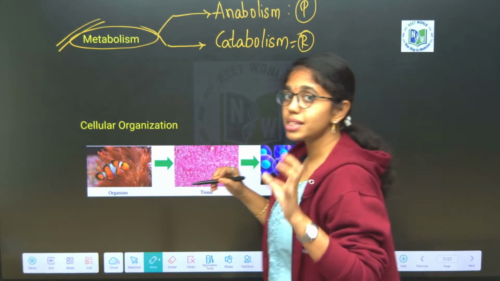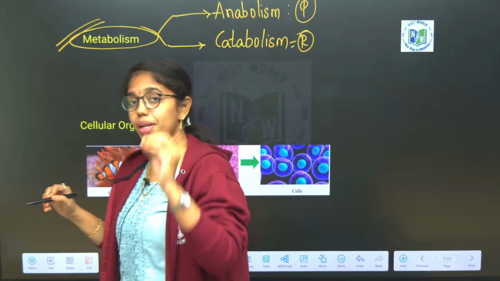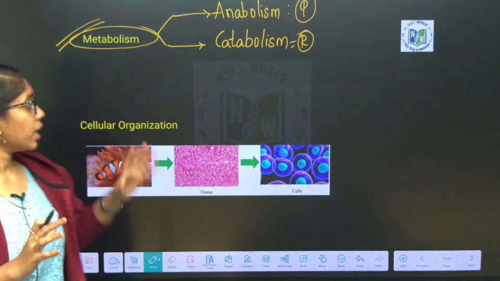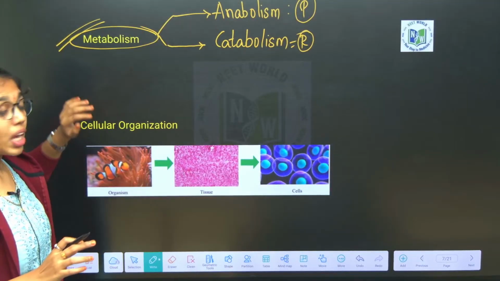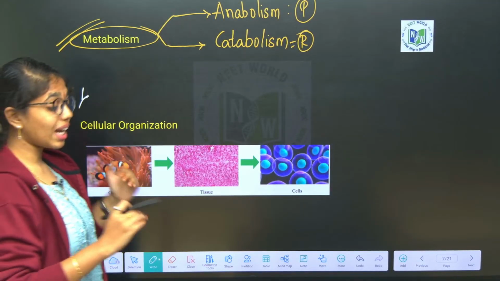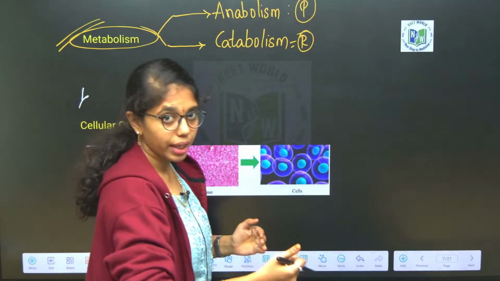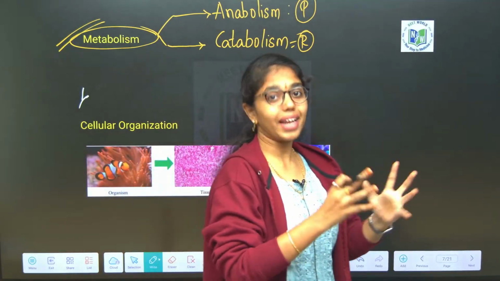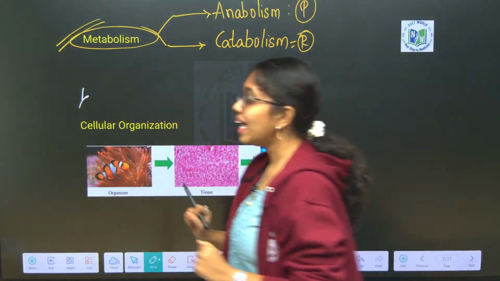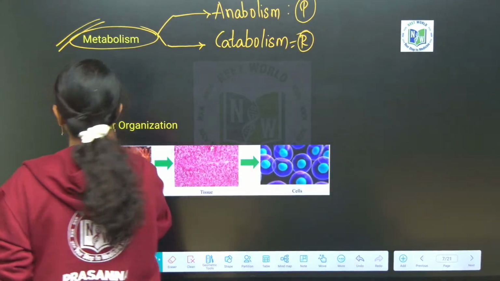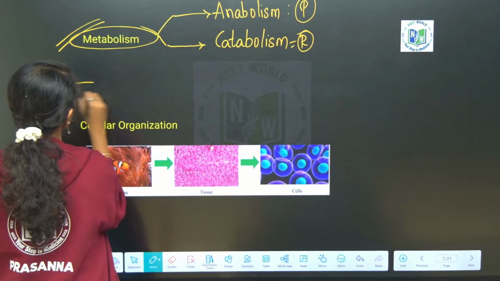So, the sum of all these chemical reactions happening inside a living body is called what? Metabolism. The chemical reactions which happen outside the living body, in labs or in vitro, are called what? Living reactions. So, these are living reactions.